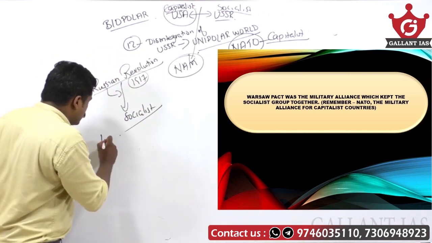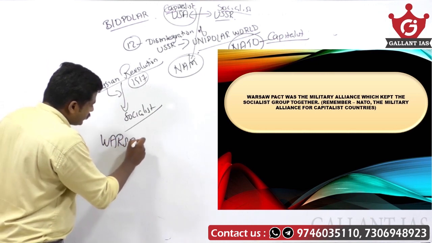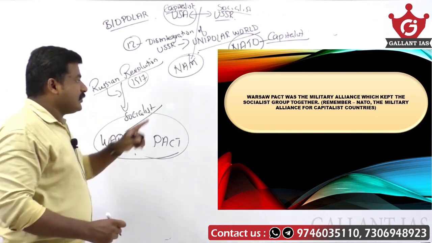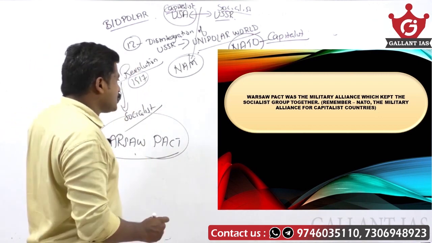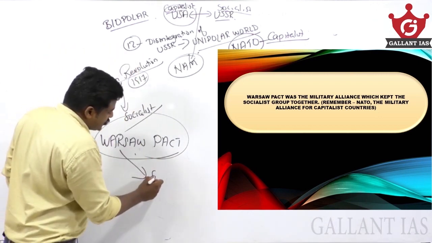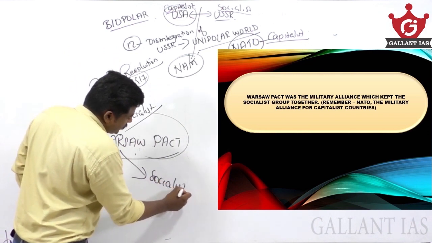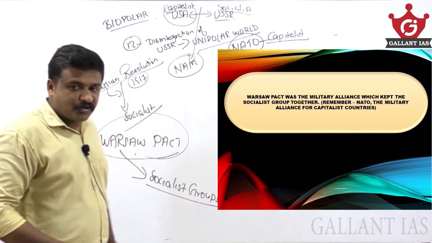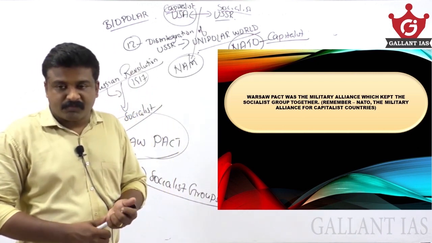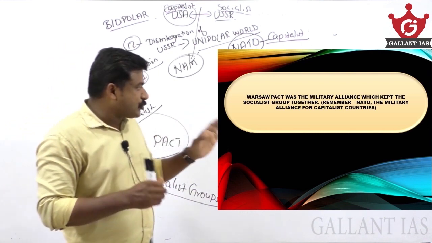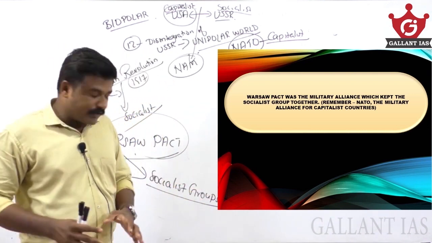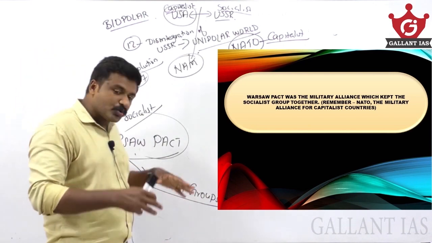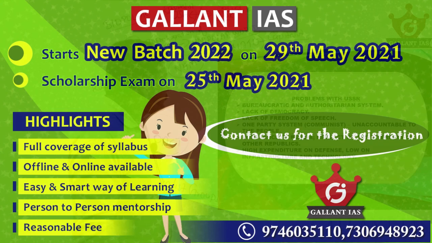Now here there is the Warsaw Pact. You try to understand this Warsaw Pact. This was the military alliance which kept the socialist groups together. Like NATO united these European capitalist blocs together, or NATO is the military alliance which kept the capitalist countries together, in a similar way the Warsaw Pact was the military alliance which kept the socialist groups together.